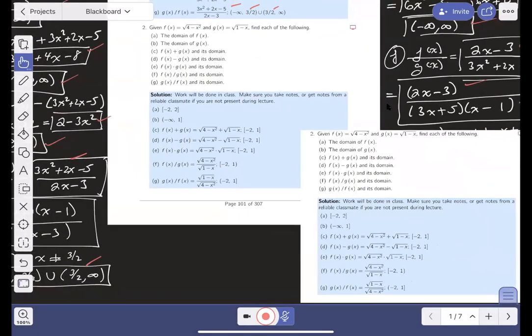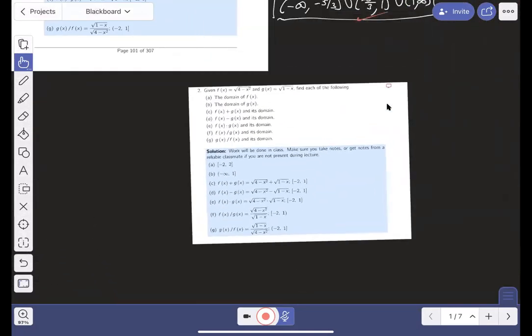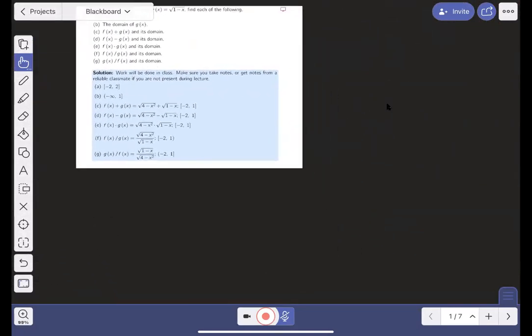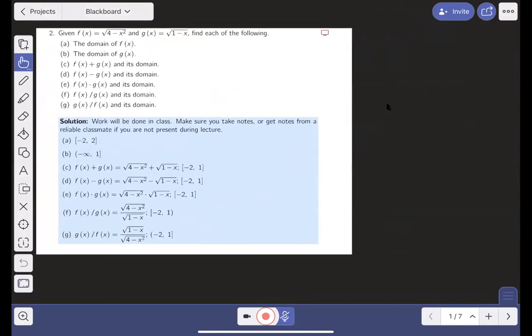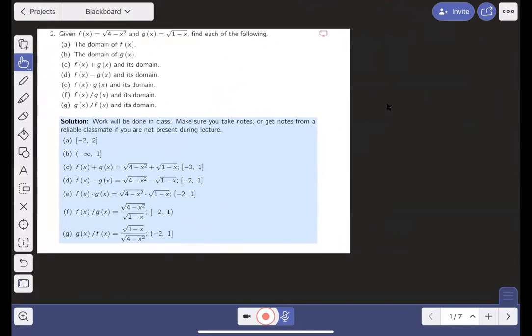I need a lot of room for these problems, don't I? I'll pull it on the side. Push this up here. And I'm going to blow it up. And I'm going to read it. It's got f of x, and it's got g of x. And they want me to find each of the following.